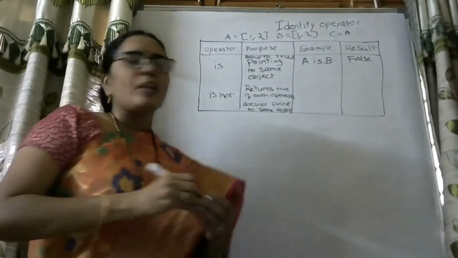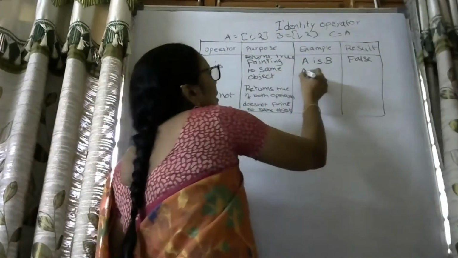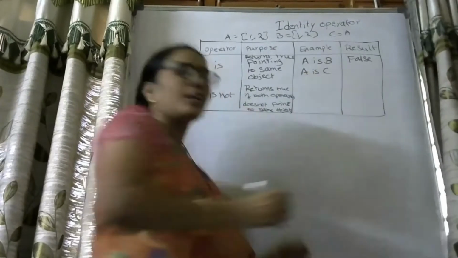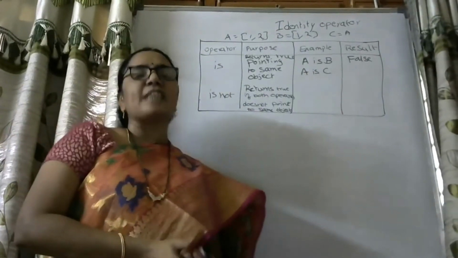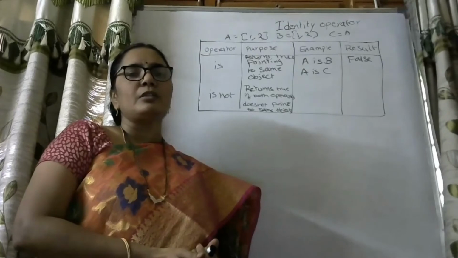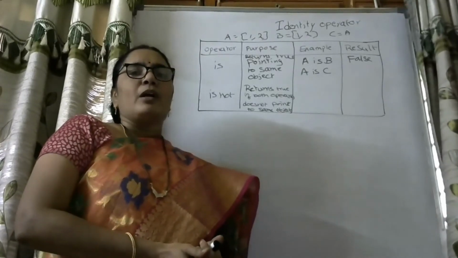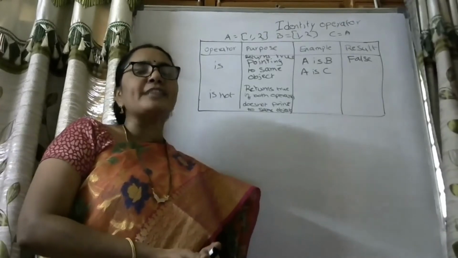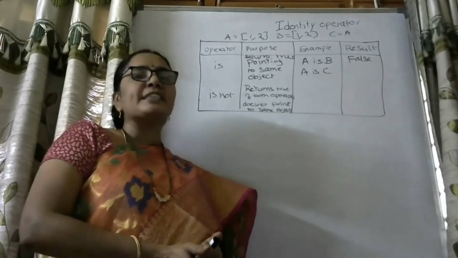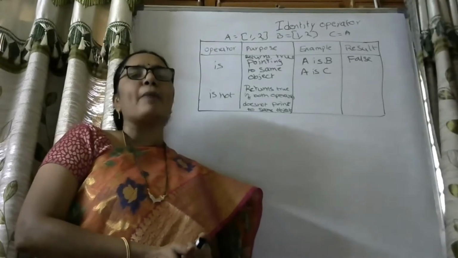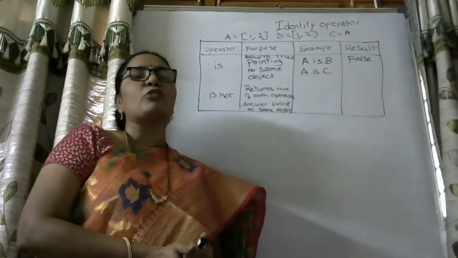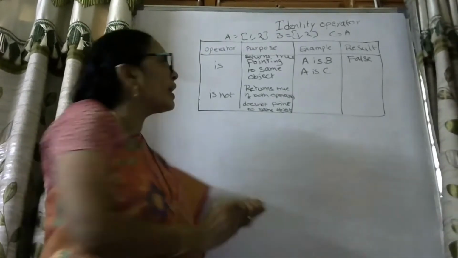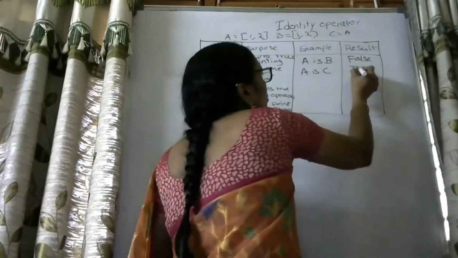If I tell A is C, here the C also contains the contents of A. So A and C are pointing to the same memory location. That means they are pointing to the same object. So A is C is true.